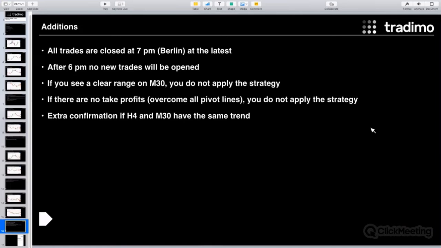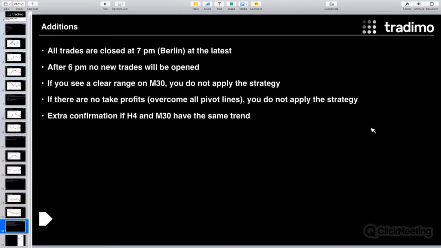Okay, then the fourth point is if there are no take profits, so you don't see any pivot lines above or below the chart. If you go long, then of course it's above. If you go short, then it's below. Then you cannot make the trade. So if the price is already above the resistance 3 pivot line or below the support 3 pivot line, then you cannot apply the strategy.